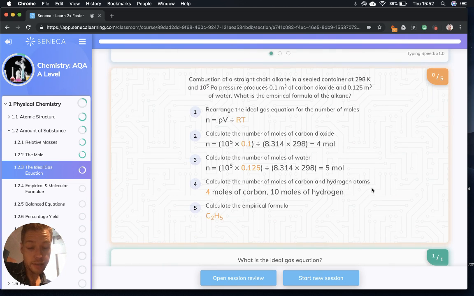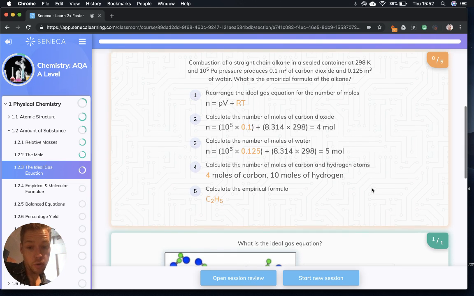So we can then calculate the number of moles of carbon and hydrogen atoms. We had 4 moles of carbon and 10 moles of hydrogen. So our empirical formula is going to be C2H5. Remember, we're told this was an alkane at the start of the question, so we know there's no oxygen in the compound that we burnt. So all we can have is carbon and hydrogen. And we had 4 moles of carbon in carbon dioxide, and we had 10 moles of hydrogen in water, because remember water is H2O, so the 5 moles of water gives us 10 moles of hydrogen.